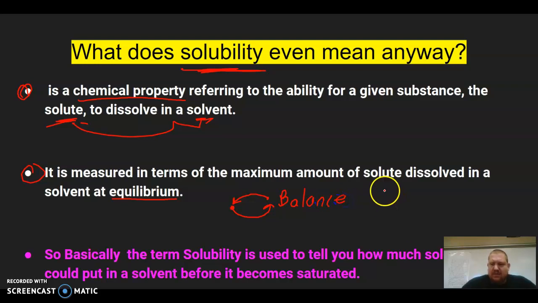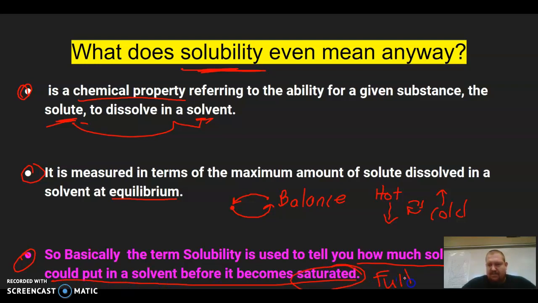Think about when we talked about hot objects and cold objects. Hot will give heat to the cold. Cold will release heat until they're balanced. So basically, this is what I like to say here at the bottom: the term solubility is used to tell you how much solute you could put in a solvent before it becomes saturated, with saturated meaning full.